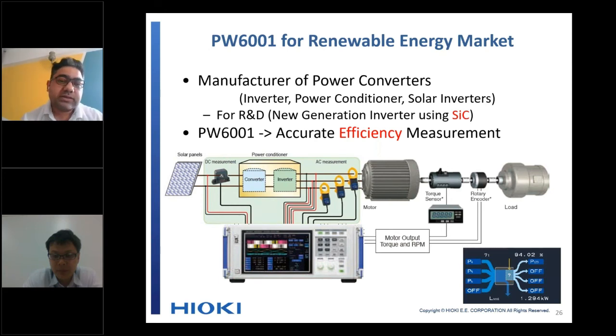We can do the testing. Some of our solar customers are using our 3390 and 6001, and many of the inverter manufacturers are already using Hioki to test the efficiency of their inverters. I guess Sakata-san already showed you the diagrams in his presentation: the 6001, 3390, and 3198. We have three products for this kind of application.